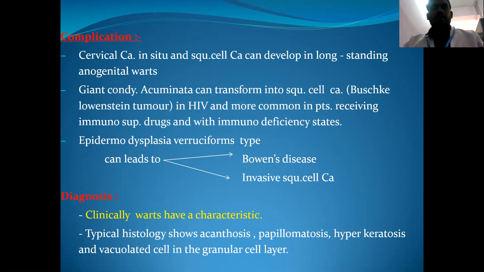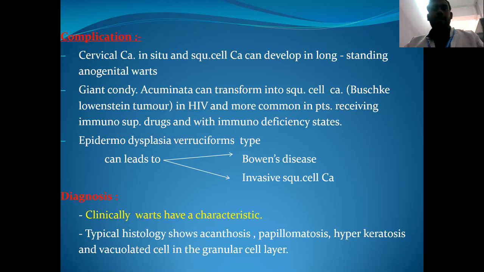Complications: if it is present in the cervix, it may lead to cervical carcinoma in situ and squamous cell carcinoma of the cervix. If it has to develop, it will develop in long-standing anogenital warts. Giant condyloma acuminata can transform into squamous cell carcinoma, known as Buschke-Löwenstein tumor. It is more common in patients receiving immunosuppressive drugs and those with immunodeficiency states such as HIV.